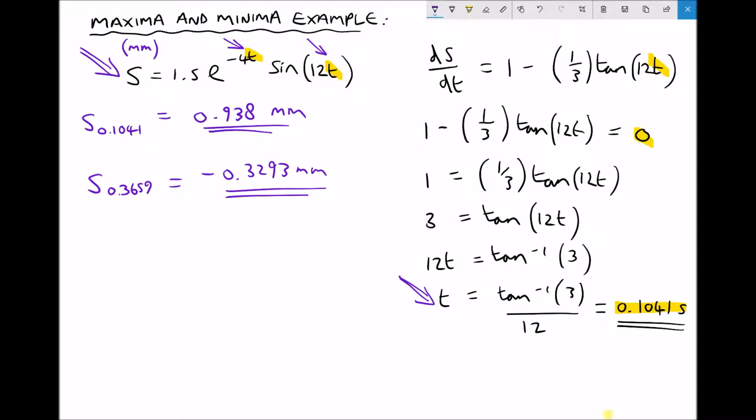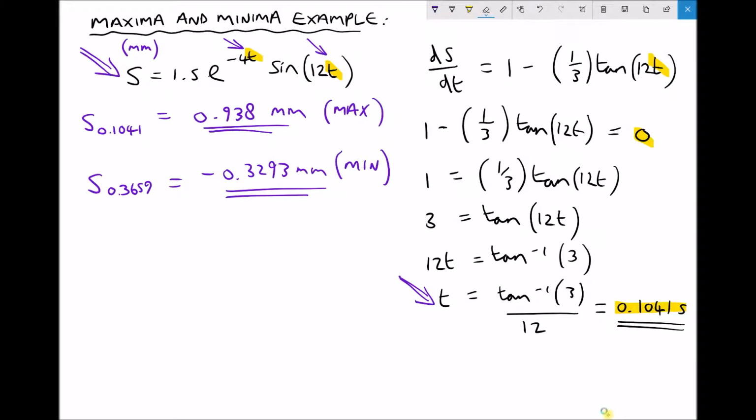Now, you may be asked to check that using the second order derivative. We know from our graph that the value of 0.938 is in fact a maximum, and we know that the value of minus 0.3293 millimeters is in fact a minimum. But we can actually prove that using the second order derivative. And I'm going to demonstrate how in this next stage of the video.